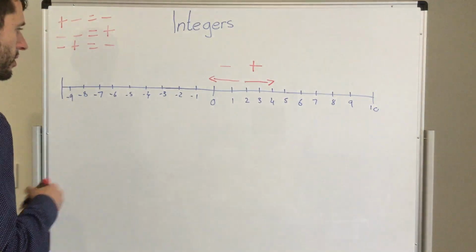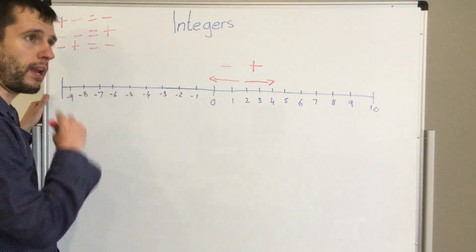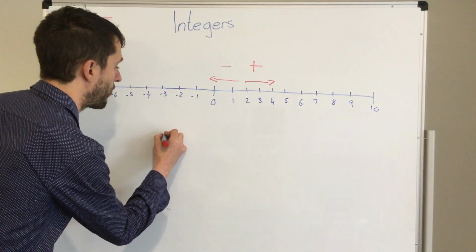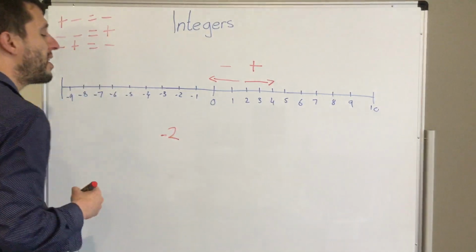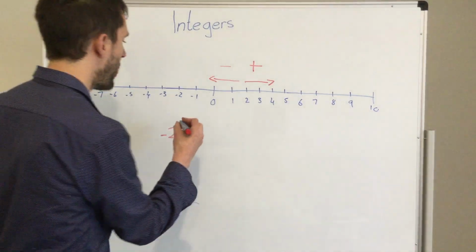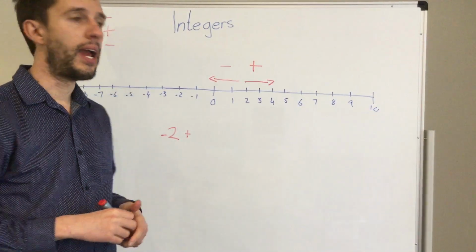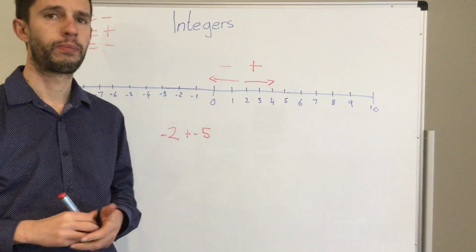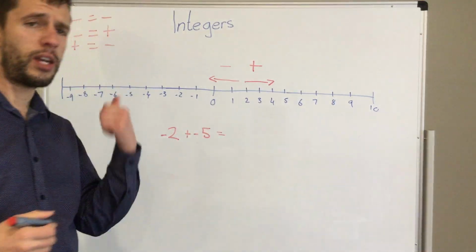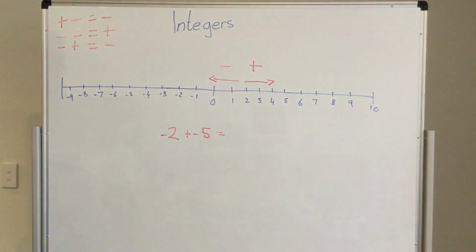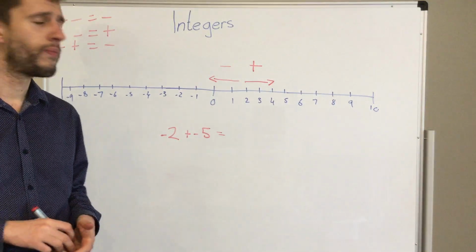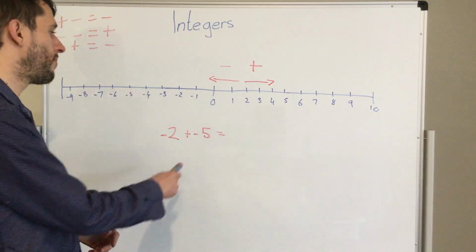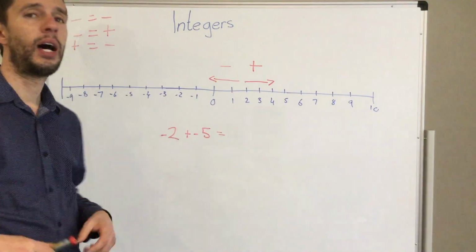I've got 2 bank accounts. My first bank account, I've had a bill come out, and I've got negative $2 in there now. I didn't have enough. In my other bank account, I already had negative $5. So if I've got negative $2 in one bank account and I've got negative $5 in another, how much do I have in total? Because I'm talking about the total, I'm adding my bank accounts together, I'm using a plus sign.